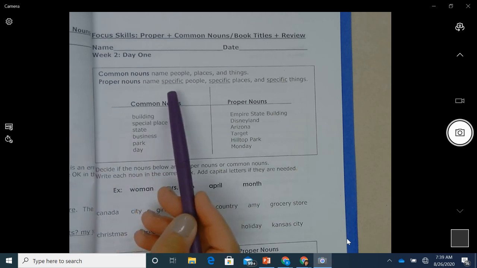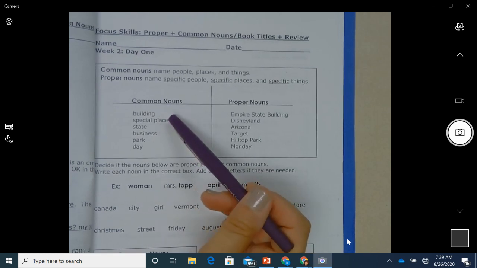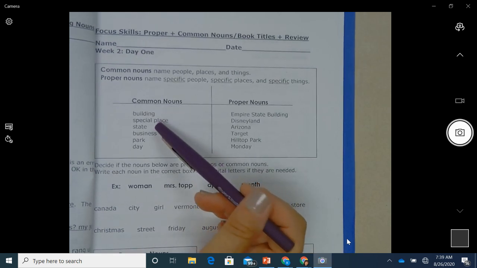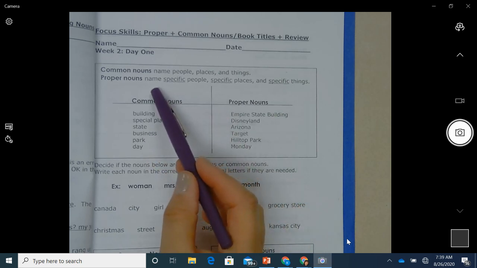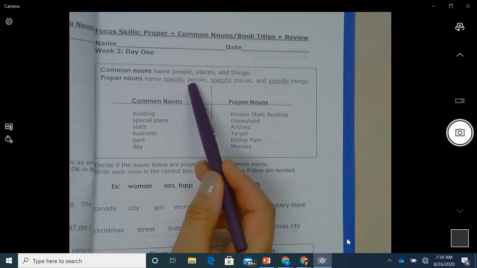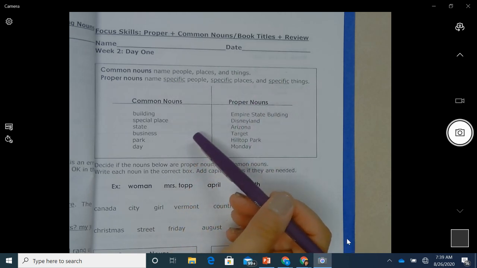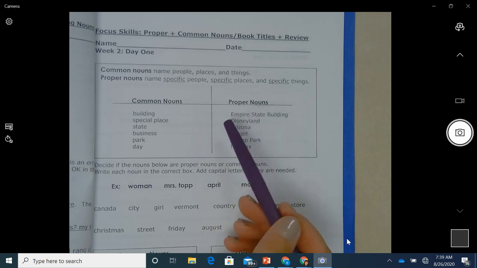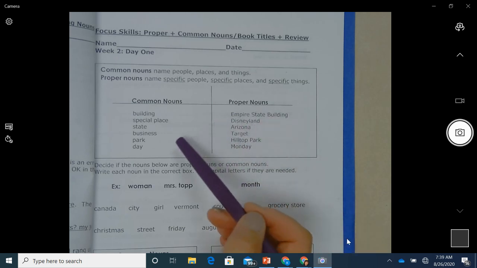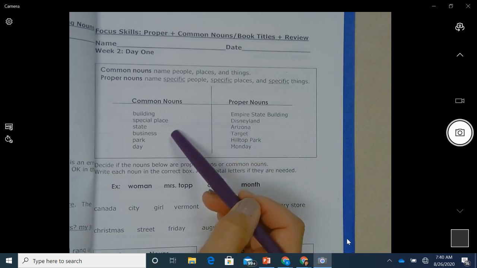So here are some names of people, places, and things, which are common nouns. So we have building. It could be a building, a special place, a state, business, park, or day. Those would be common nouns. A proper noun is a name, specific people, specific places, and specific things. So for instance, if I just said school, that would be a common noun. But if I said Rockland Elementary School, that would be a proper noun. Okay. So state, Arizona, California would be the proper noun. State would be the common noun.